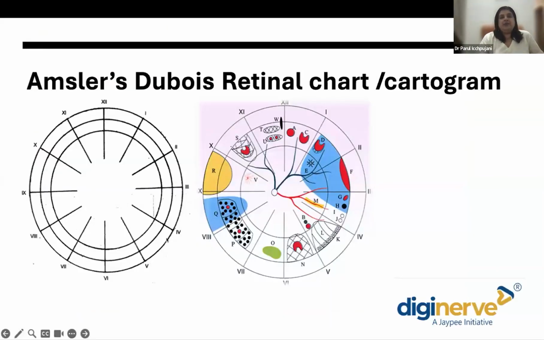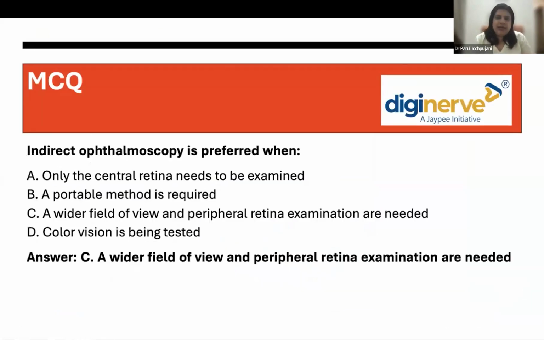The findings that you see are recorded on a cartogram or on a chart which is called the Amsler-Dubois retinal chart. So there are certain codes which we use for different colors for different findings, and that's how the findings are recorded. So you can get a question that indirect ophthalmoscopy is preferred when only the central retina needs to be examined, a portable method is required, a wider field of view and peripheral retina examination are needed, and color vision is being needed.